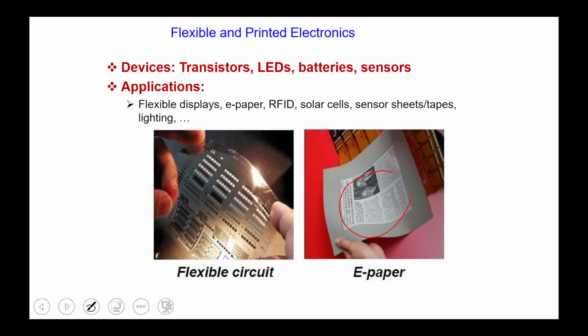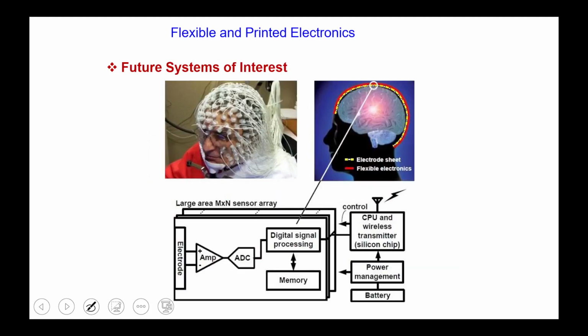People are using flexible substrates, and they use semiconductor materials, either organic or inorganic, as per the requirements of the devices, the performance of the devices and the applications. So these are flexible and printed electronics, the future system of the Internet of Things. There is a large area sensor array. These are the electrode sheets. These are flexible, on fibers. They are monitoring how medical equipment, that future system of interest, they have supplied and integrated their system. You can see in the diagram.